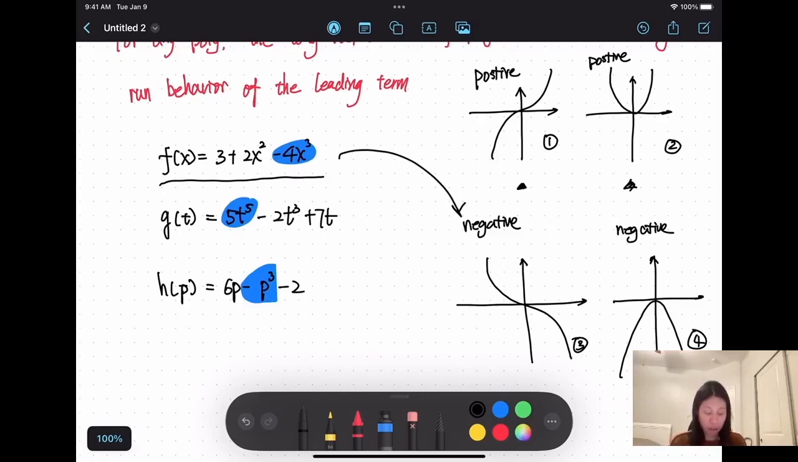So that means the long-run behavior is that as x goes to the right, the function goes down. As x goes to infinity, y goes to negative infinity. As x goes to the left, which is negative infinity, the function goes up, which is positive infinity. So this is the long-run behavior of the first function.